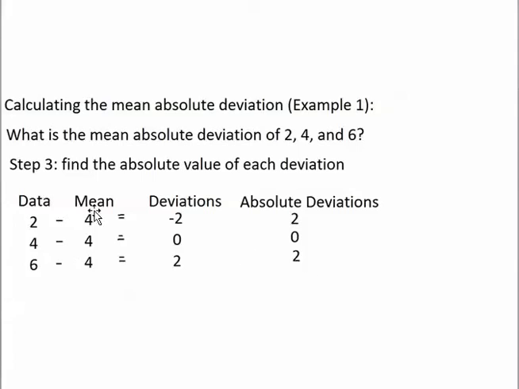So basically, the deviation shows how far the data value is below the mean, or how far it is above the mean. But the absolute deviation is just the distance from the data value to the mean. And the absolute deviation doesn't tell you if the data value is below or above the mean.